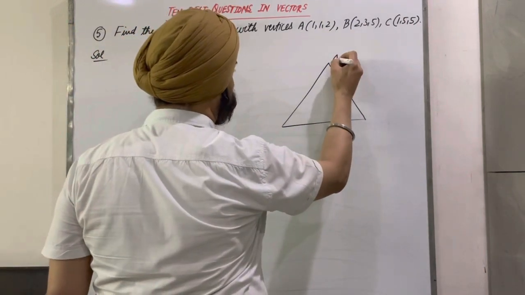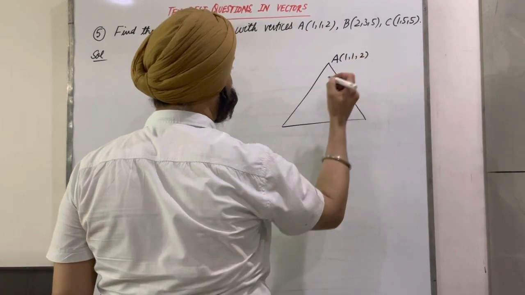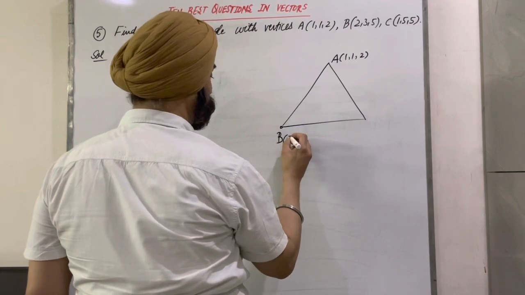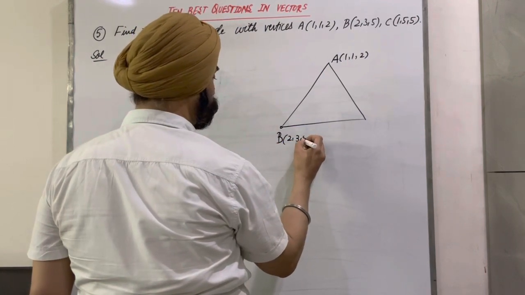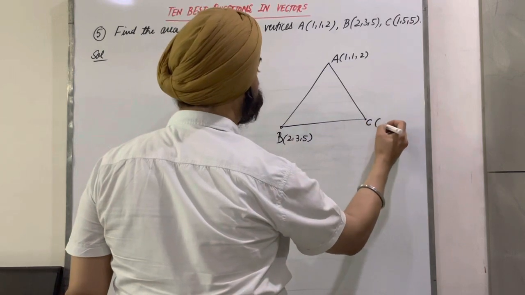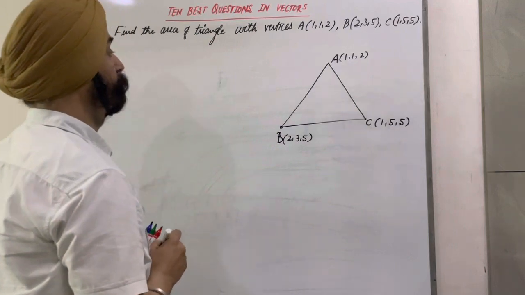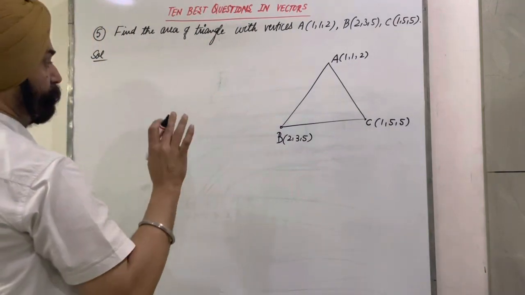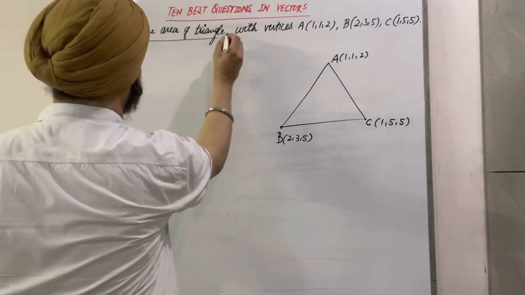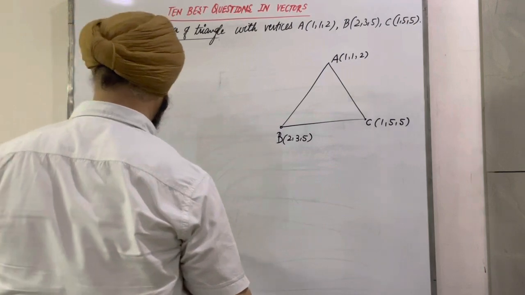So if we have point A, its coordinates are 1, 1 and 2. I take this point as B. It's a rough diagram, which has coordinates B having coordinates 2, 3, 5 and C having the coordinates 1, 5 and 5. Now, with this information you have been asked to find the area of the triangle which is formed by these three vertices A, B and C.